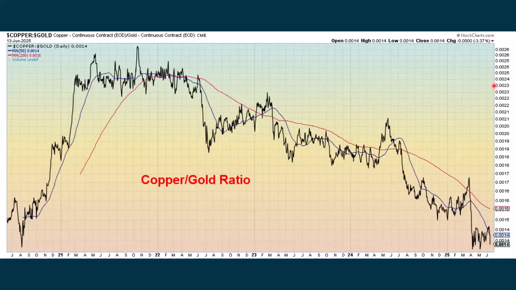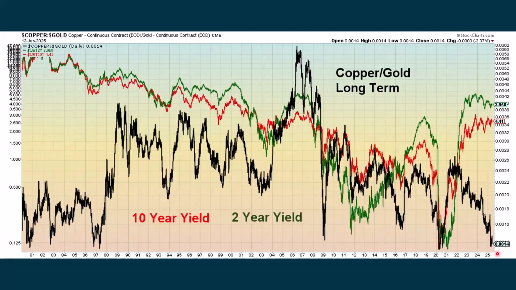And then a copper to gold ratio, which still continues to decline. We've been seeing that for many years now. It's denoted by this longer term chart. The black line is the copper to gold ratio, and we've been kind of higher but leveling off here as far as the 10-year yield. We have been declining a little bit with the 2-year yield.